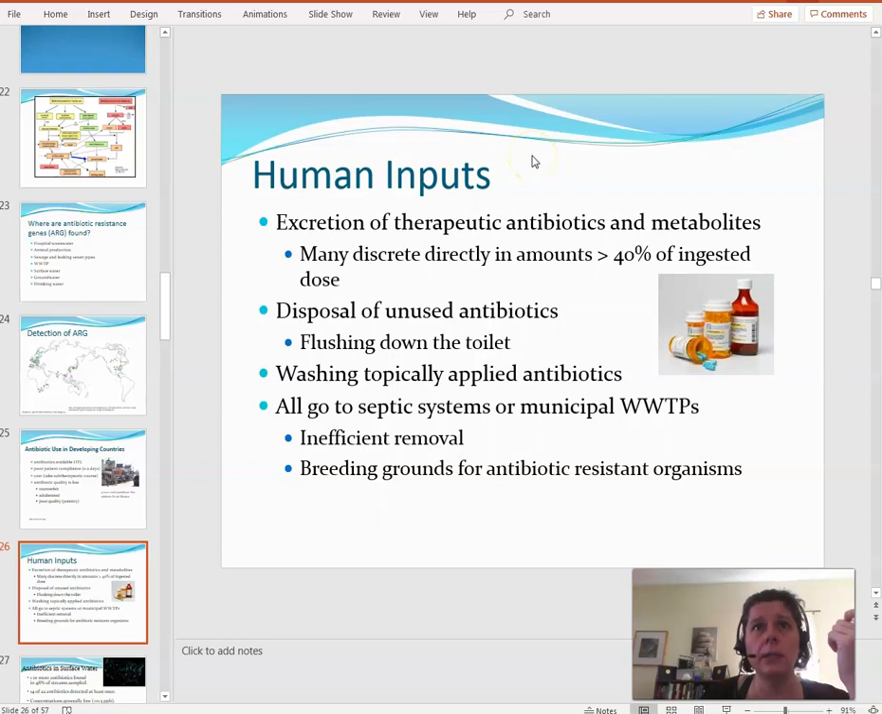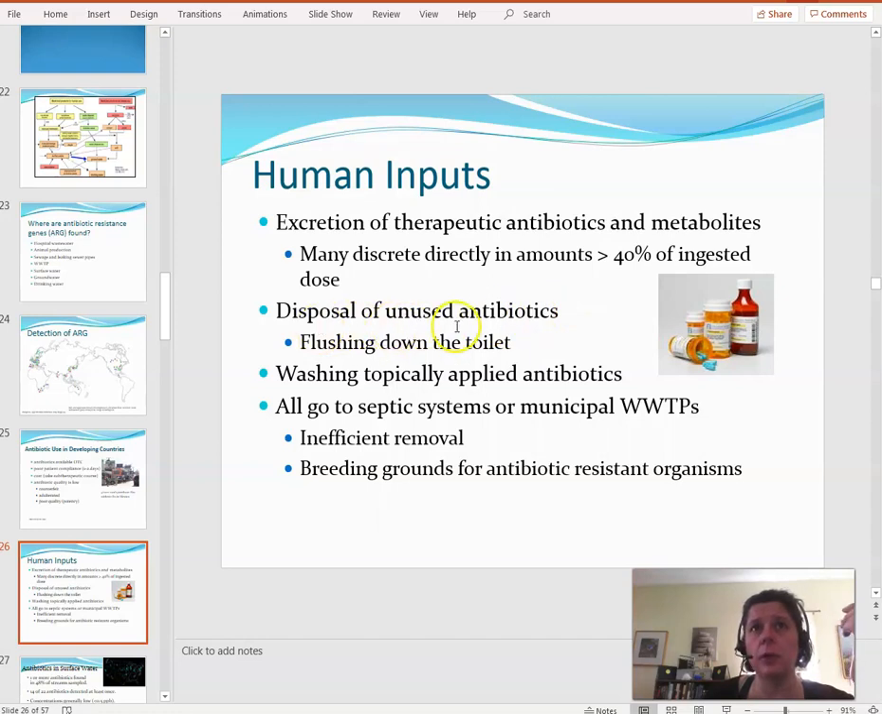Human inputs: excrement of therapeutic antibiotics and metabolites, excreted directly in amounts of up to 40% of what we ingest. So of what we take in, 40% of it just comes right out in our feces and our urine. And so it's getting into our waterways because of that.